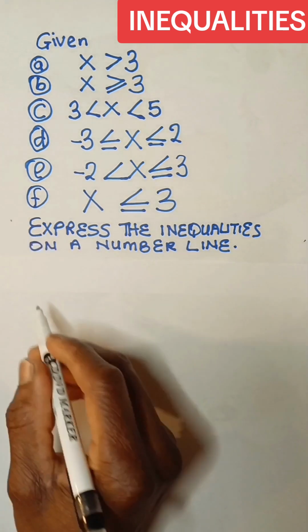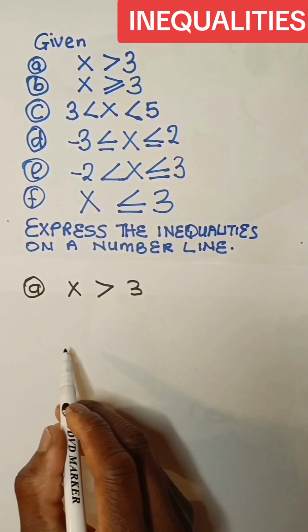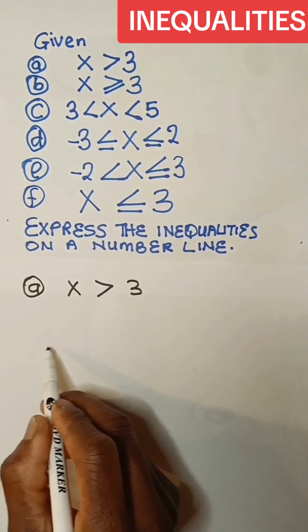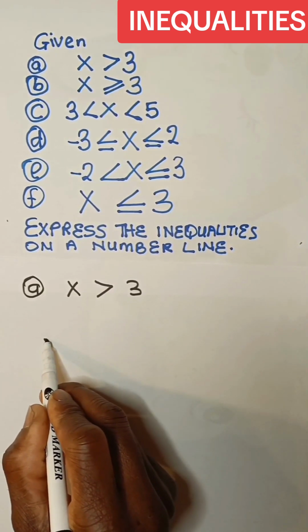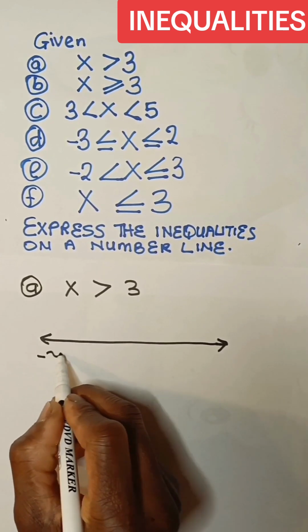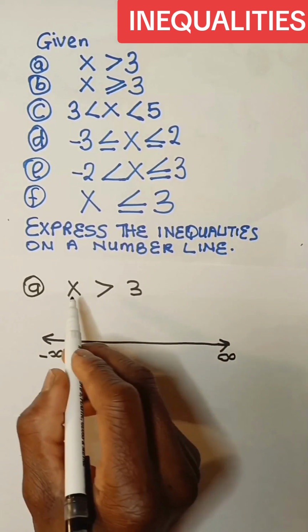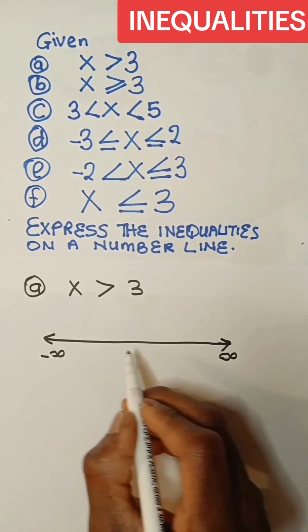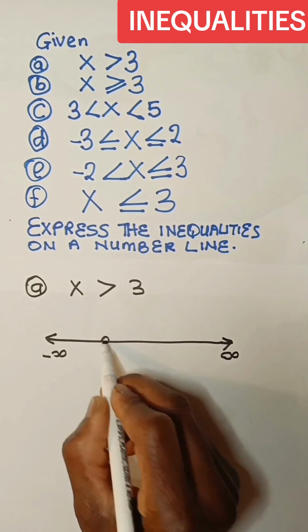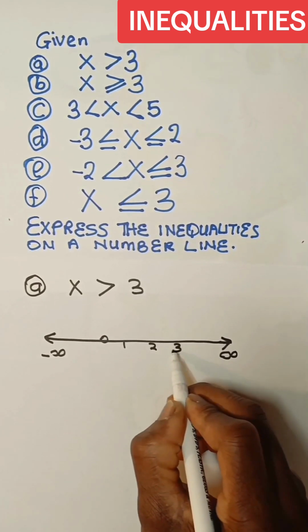The first one there, A. So we are going to express this inequality on a number line. So what we are going to do, we draw a number line. You know, a number line runs from negative infinity to positive infinity. So we have x is greater than 3. So let's say here is 0, this is 1, and this is 2, and this is 3.